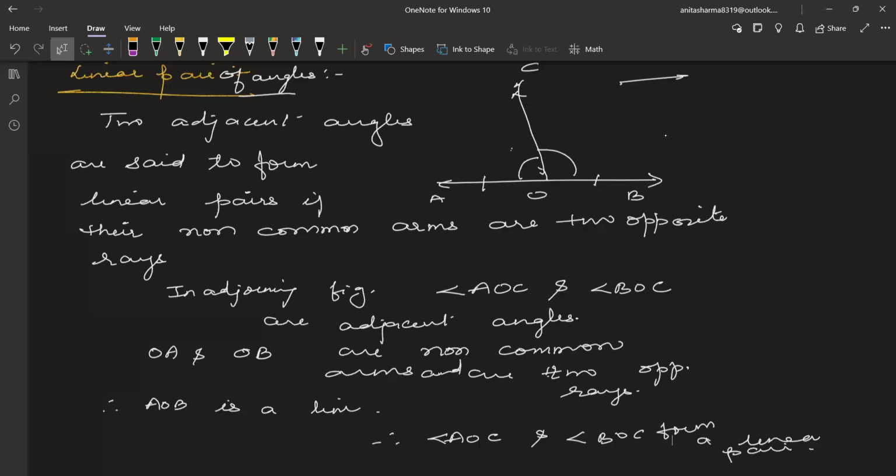Ma'am, what's the degree of angle when we add two linear pairs? I'm telling this only after this. Their sum should be equal to 180 because angle AOB is a straight line. And we know that on a straight line, the angle is 180 degrees, right? Yes, ma'am.